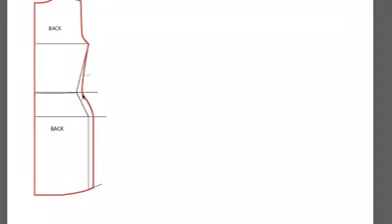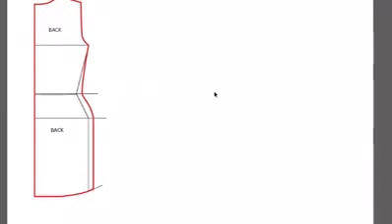Another point about the loosening we add here is I want you to remember that anything you add here, at the end in your garment, it will be multiplied by 4. Remember, this is the half pattern for the back, and also we will have the half pattern for the front.